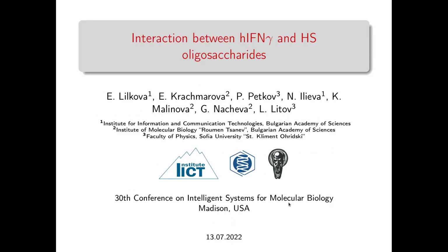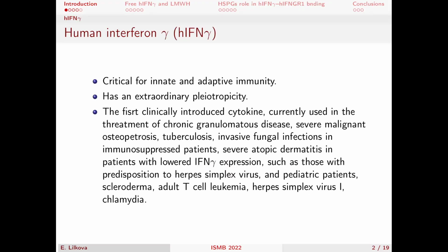Everyone, I would like to present to you our study on the interaction between human interferon gamma and heparan sulfate oligosaccharides. Interferon gamma is a crucial immunosignaling molecule with various activities including antiviral, antibacterial and immunomodulatory. It regulates over 200 genes and is clinically used for the treatment and management of various diseases.